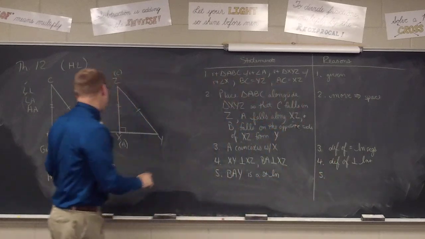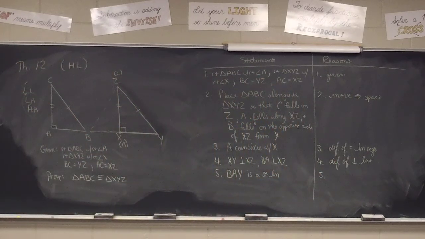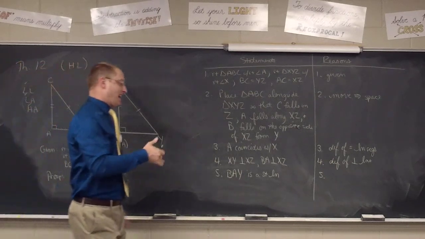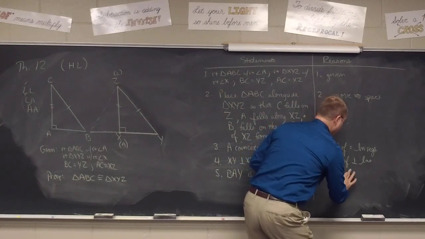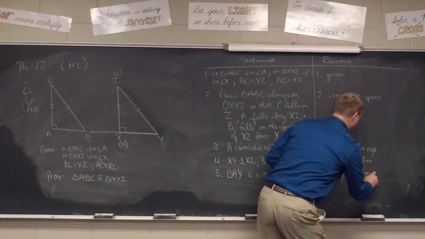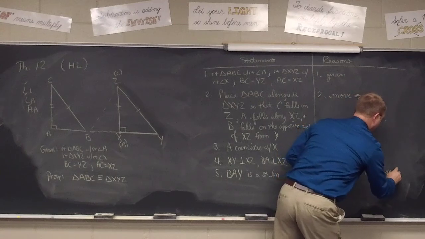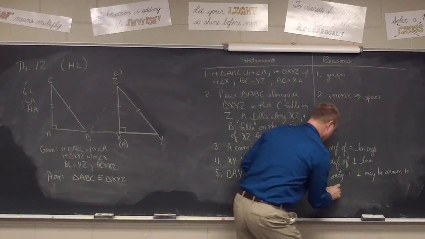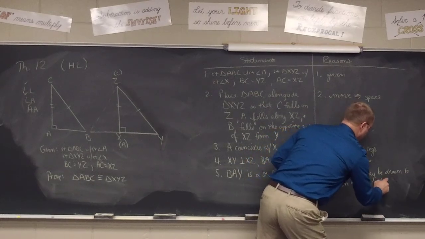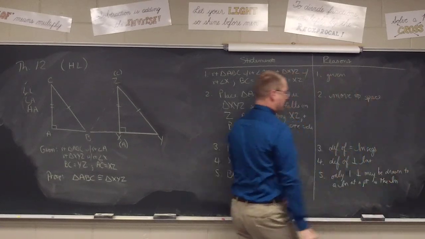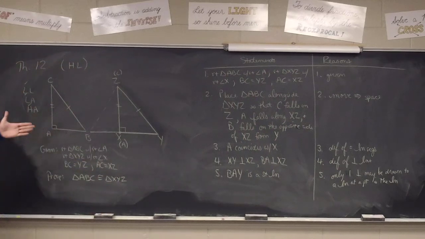Or you could say BA and Y lie in a straight line. I'm just going to say BAY is a straight line. But you can also say BA and Y lie in a straight line because only one perpendicular may be drawn to a line at a point in the line. In this case, it's the end point, but A is still a point in that line.